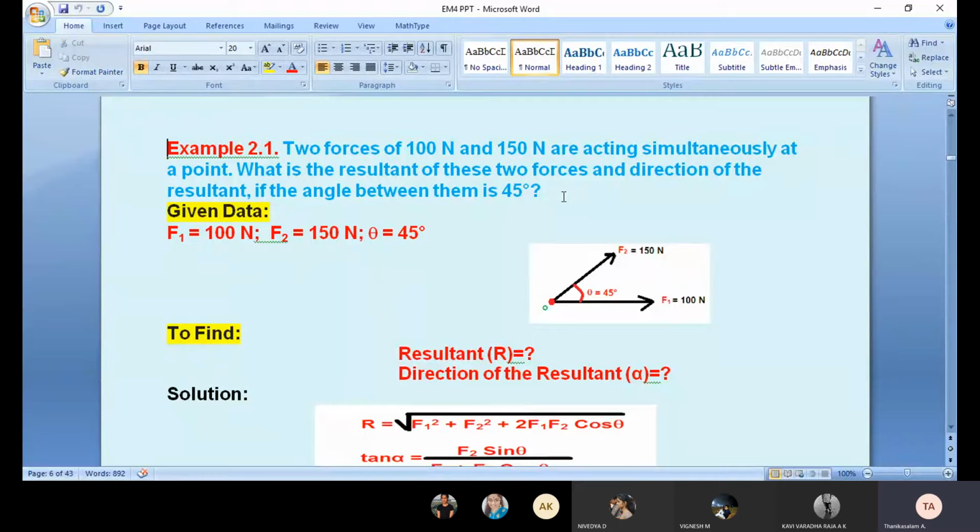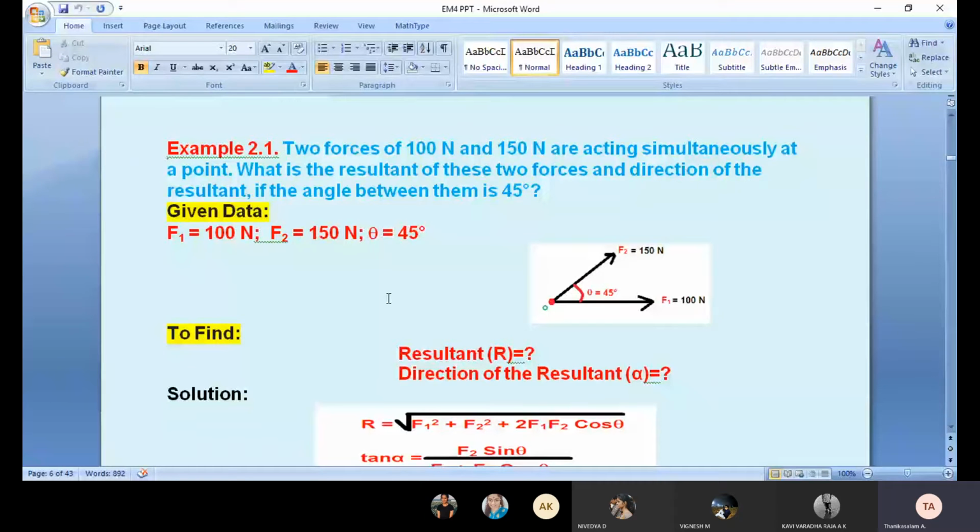So I am writing the given data. Students, for any problem statement, you have to write the given data, whether it is a graphical representation or a symbol representation. They mention only two forces. So I have taken the first force F1 as 100 Newton, F2 as 150 Newton, and the angle between them as 45 degree. Then I have drawn the graphical representation.